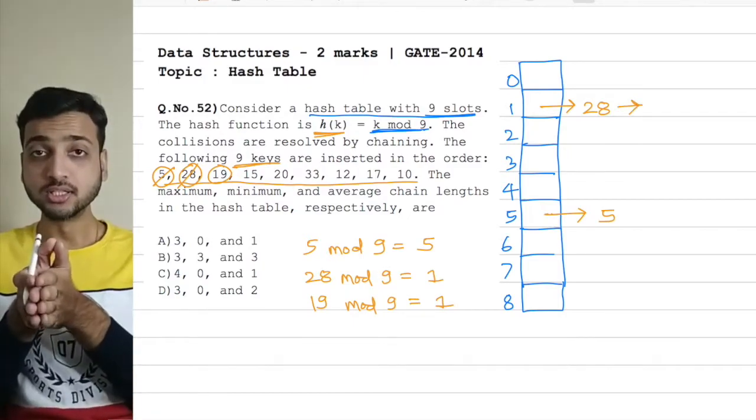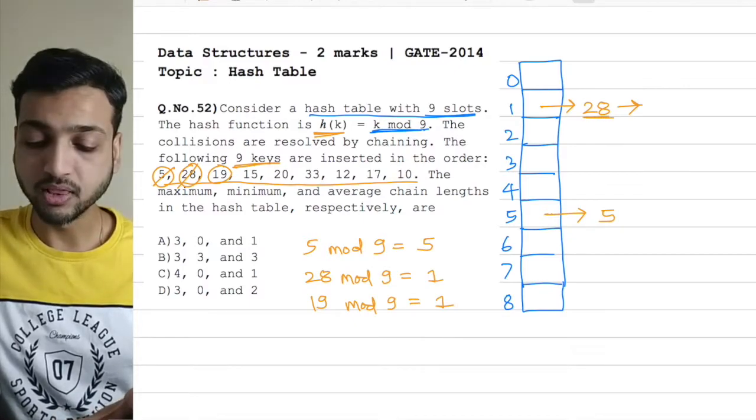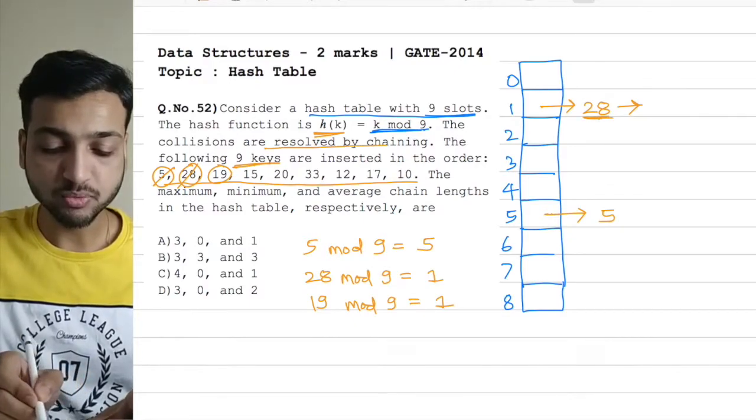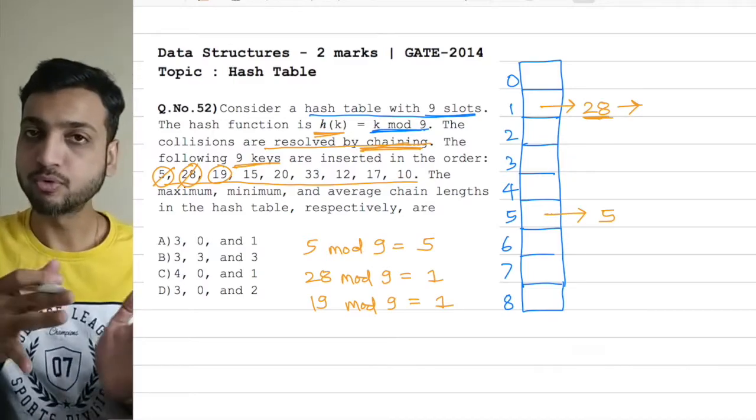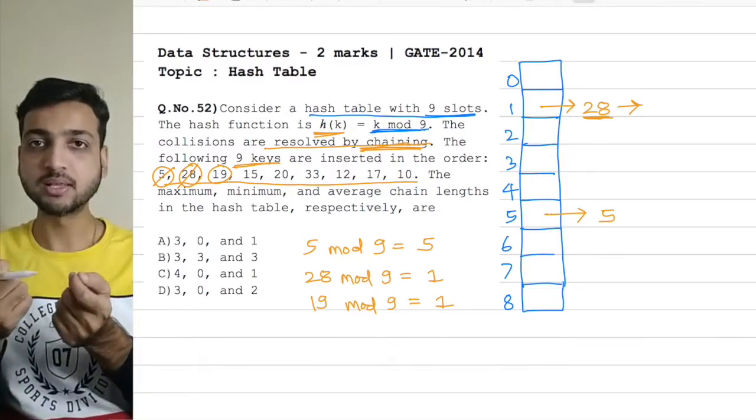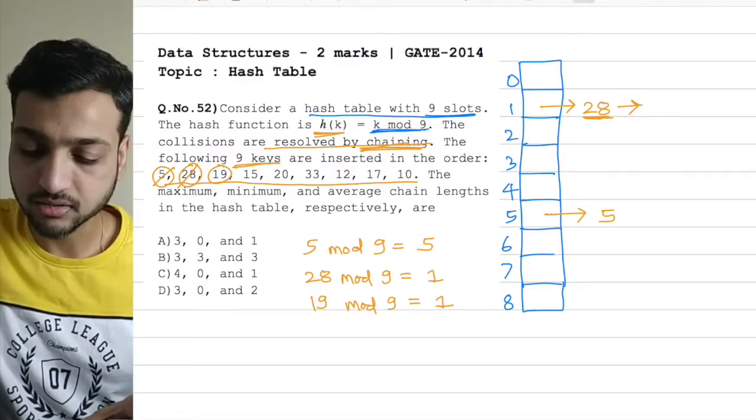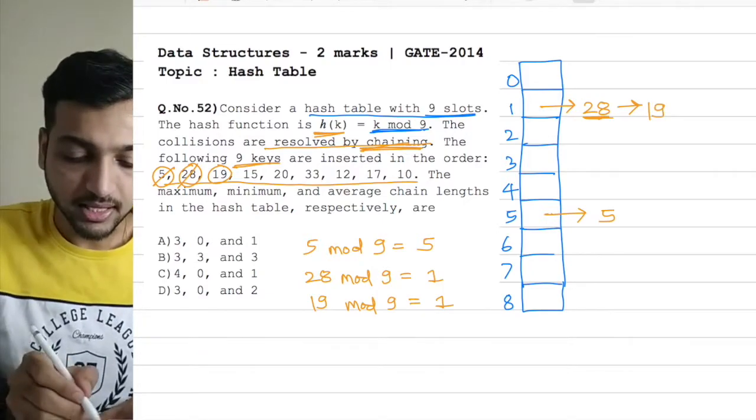Now there is a collision because bucket number 1 already has one number, and we have seen that the collisions are to be resolved by chaining. So I'm going to just chain this new element 19 ahead of 28. So 19 will come here. So 19 is done.